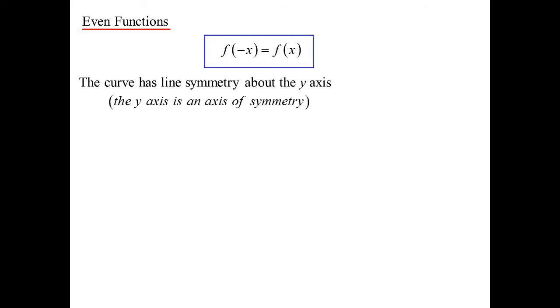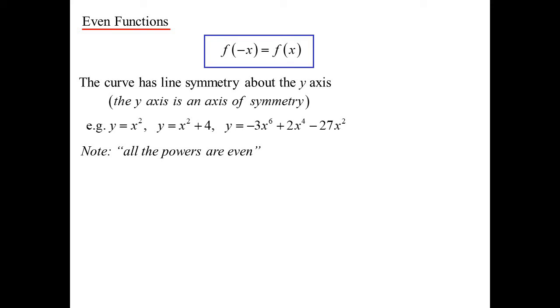Well, if there are odd functions, there are even functions then. That's where f(-x) is equal to f(x). And that one has line symmetry. So the axis of symmetry is the y-axis. So x squared, our parabola, x squared plus 4, shifted up 4, it's still got that symmetry. In fact, any polynomial where the powers are even.